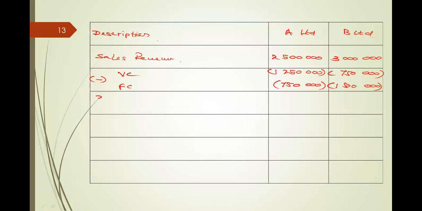Then the answer is operating profit. Normally that is what we know as earnings before interest and taxation. Tell me the answers. A 500,000. B 750,000. Thank you.